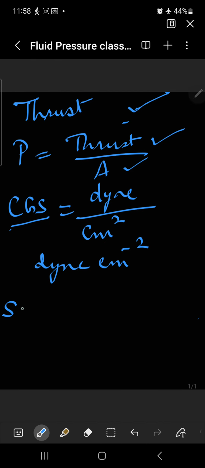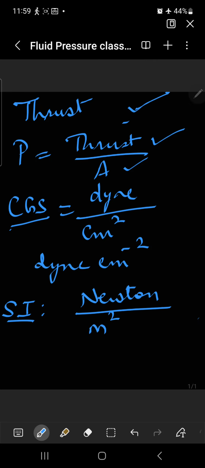Okay. Similarly, if we want to have a unit in SI system for pressure, then it would be Newton per meter square, or you can write it Newton meter to the power minus 2. Why Newton per meter square? Because in SI system the unit for thrust is Newton and area unit is meter square. So till here it is very easy. You have known the definition as well as the units.